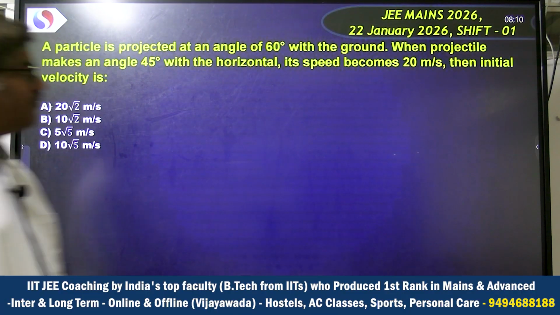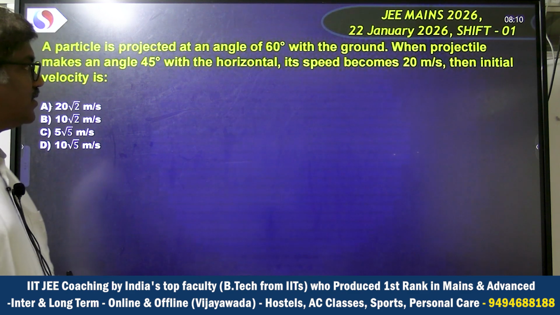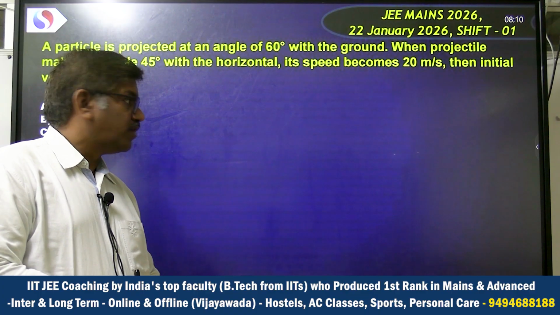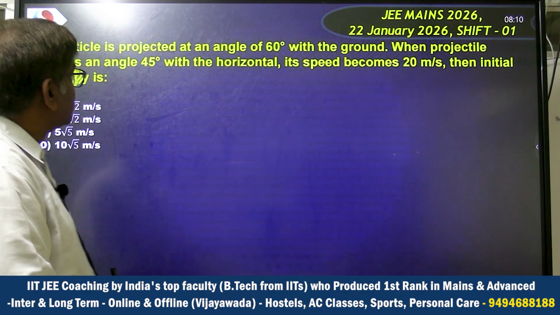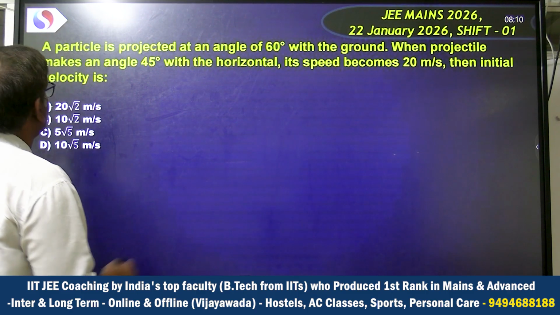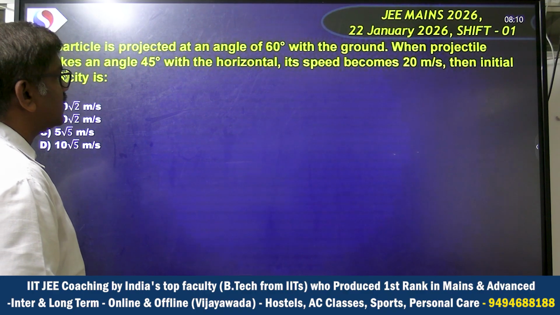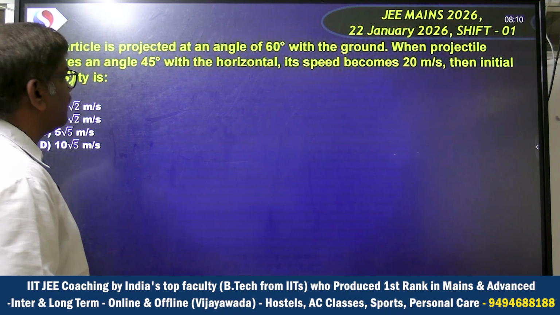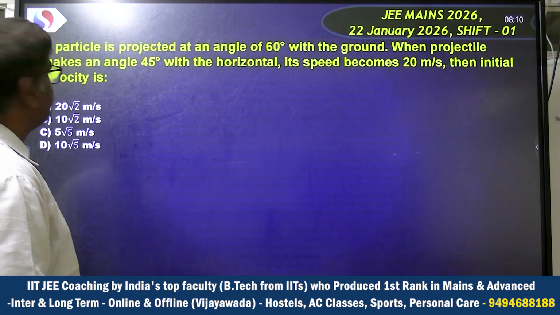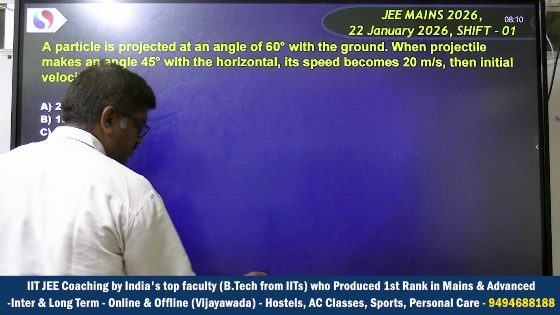First question is from kinematics 2D, projectile motion. In the last test, 21st January, there was no question on projectile. Now we have projectile motion. A particle is projected at an angle of 60 degree with the ground, and the projectile makes an angle of 45 degree with the horizontal when its speed becomes 20 meter per second. Find out its initial velocity. Quite a simple question.